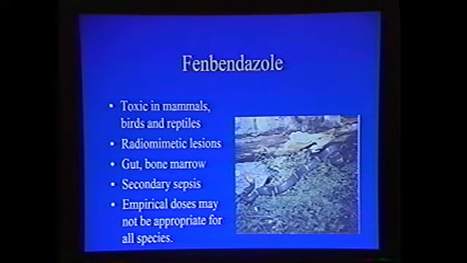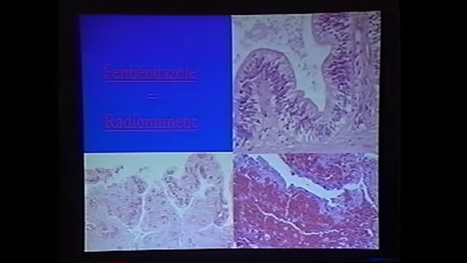Fenbendazole is toxic in mammals, birds, and reptiles when used in inappropriate doses or at inappropriate dose intervals. The lesion is a radiomimetic lesion, so it causes necrosis of rapidly dividing cells in the intestine and bone marrow, and secondary septicemia. Empirical doses of fenbendazole may not be appropriate for all species, and this applies to reptiles as well. Recently, there was a loss of a collection of Fea's vipers due to fenbendazole intoxication.